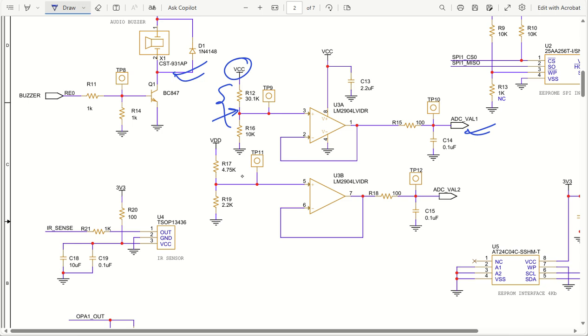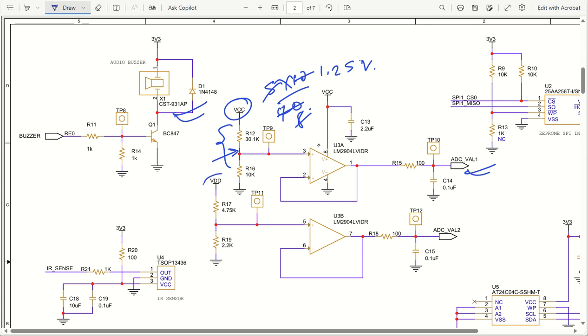So we can come to a value using 10k and 30k. So 5 into 10 by 40, you have to understand, 10 plus 30 is 40. So this is going to be 5 by 4, and then this is going to be 1.25 volt. So 1.25 volt will be appearing here. You have to make sure that your ADC reference must be more than this. Okay, so that's the understanding you should have.